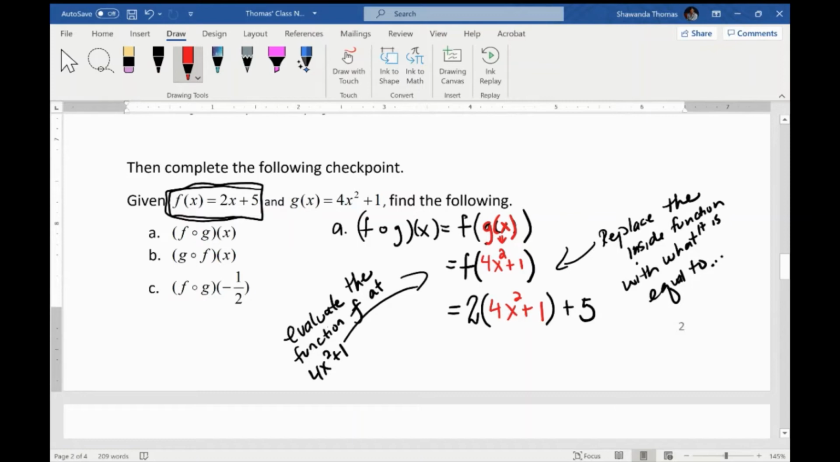But we're going to clean it up a little bit. Let's distribute. So we have 2 times what's in the parentheses, which is 8x squared plus 2. Then we're going to drop down our plus 5. Someone other than Kendall, what's the final answer? 8x squared plus 7. All right, ask your questions now, if you have a question.